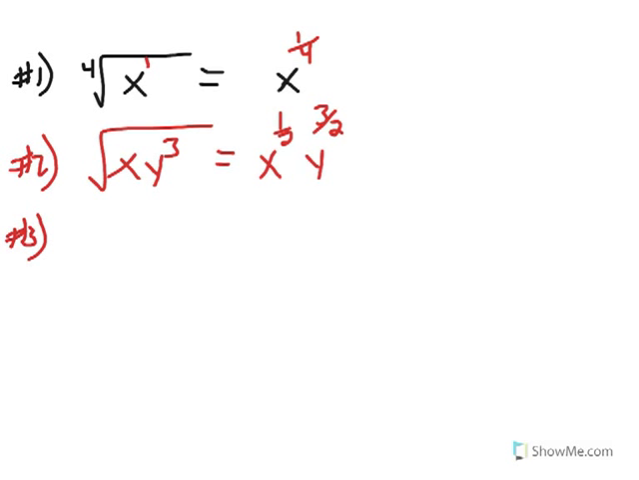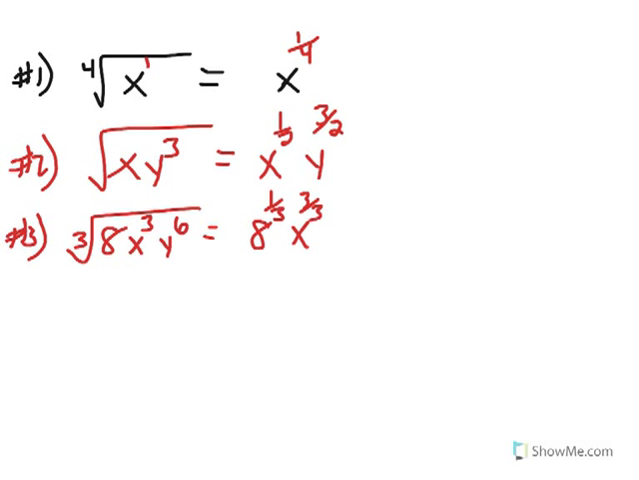Number 3, we have the cube root of 8x cubed y to the 6th. This would be 8 to the 1/3 times x to the 3/3 times y to the 6/3. 8 to the 1/3, or the cube root of 8: 2 times 2 times 2 is 8, so that just becomes 2. 3/3 reduces to 1. 6/3 reduces to 2. So this is going to be 2 times x times y squared.